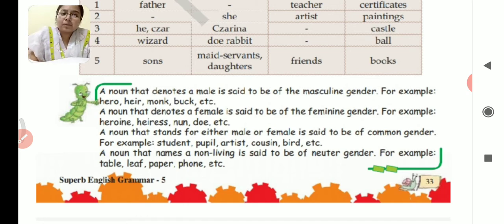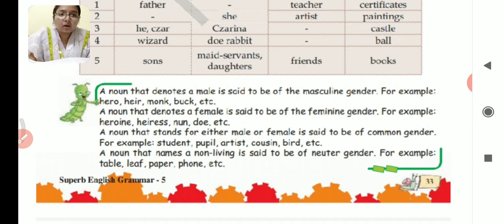Now come to feminine gender. A noun that denotes a female is said to be of the feminine gender. Whenever we are talking about any female, it may be a girl, lady, or anything, women, as well as the female animals, that will come under feminine gender.